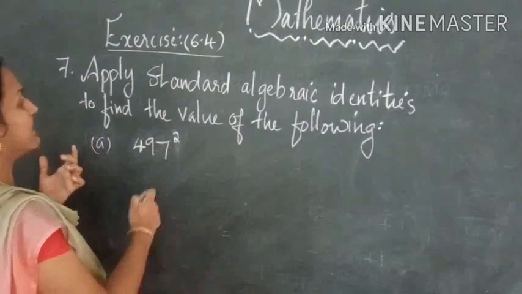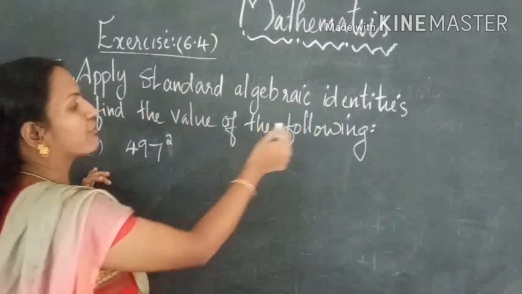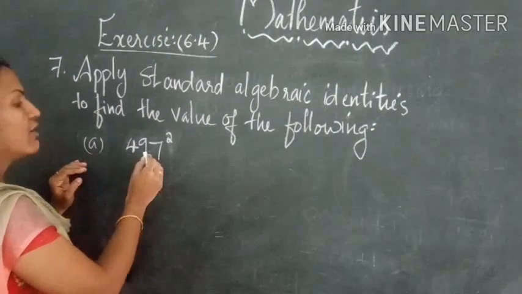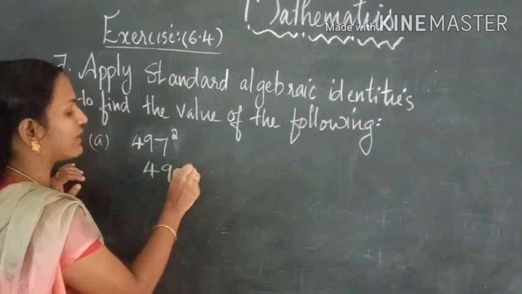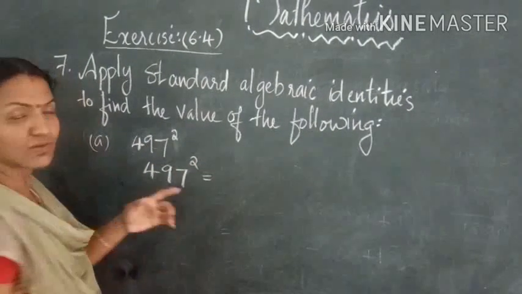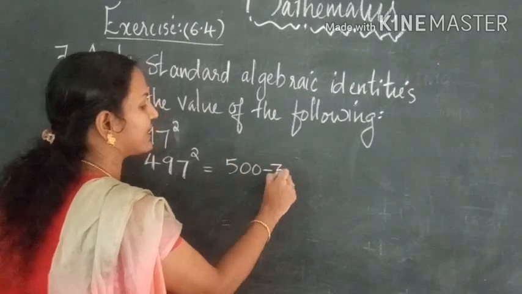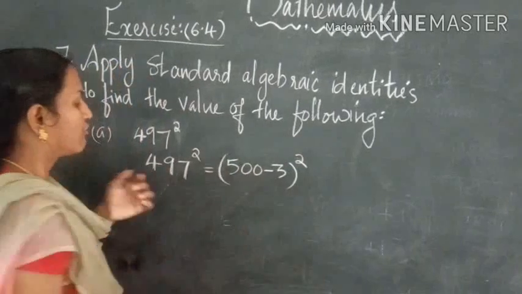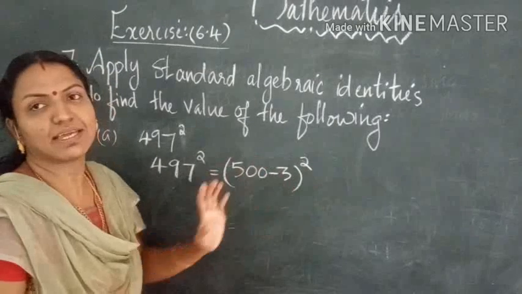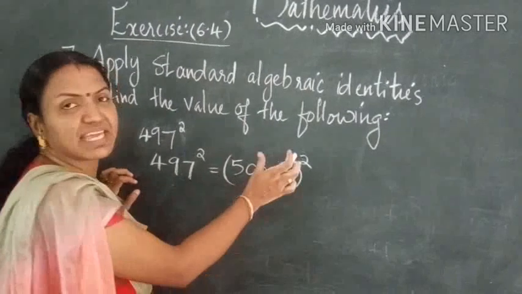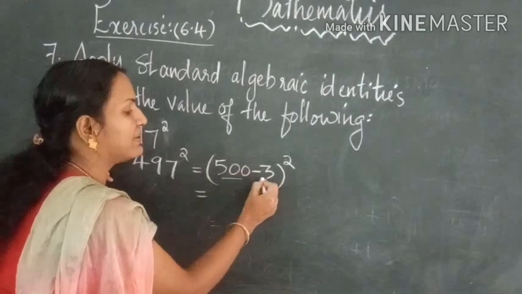Next, question number 7. Applying standard algebraic identities to find the value of the following. Option A, 497 square. This can be written as 500 minus 3 the whole square. So this is of the form a minus b the whole square, where a means 500 and b means 3.